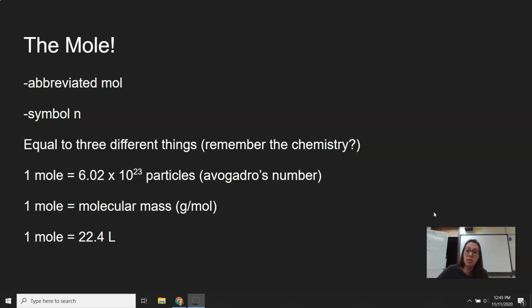The symbol is a lowercase n, and the mole is equal to 3 things. It's equal to 6.02 times 10 to the 23rd particles. That's Avogadro's number. It's also equal to the molecular mass of each atom or each individual compound. And it's equal to 22.4 liters of an ideal gas. This might come in handy later, but that's a pretty easy conversion, the 22.4 piece.